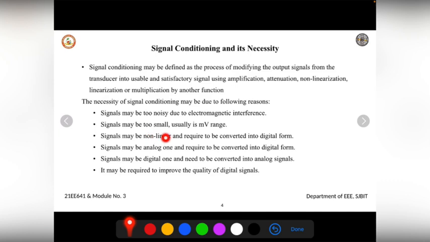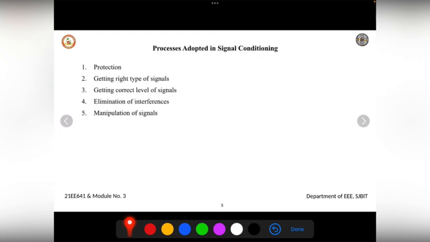The signal may be nonlinear and required to be converted to digital form. So I have a nonlinear signal that I want to convert to digital form. In that case, I make use of an analog to digital converter, or vice versa, a digital to analog converter. Both can happen. It may also be required to improve the quality of a digital signal, and in that case also signal conditioning will be required.